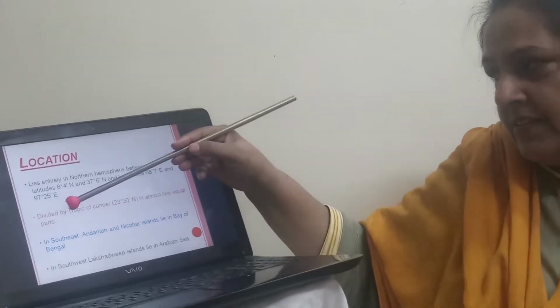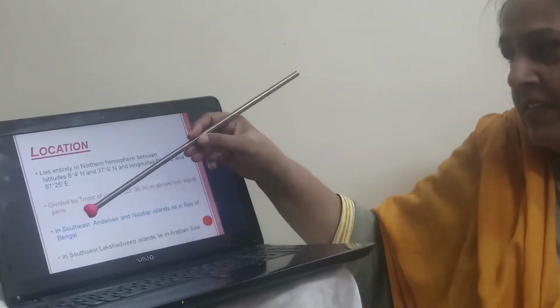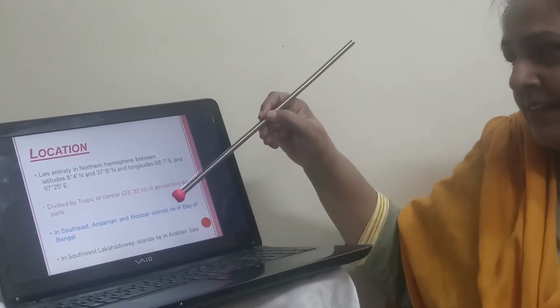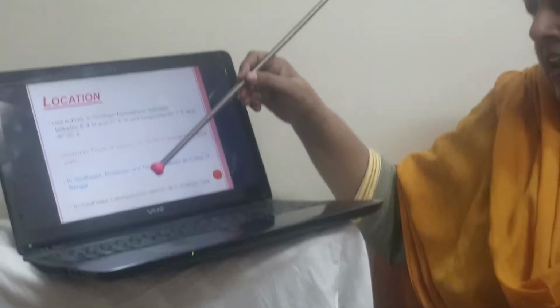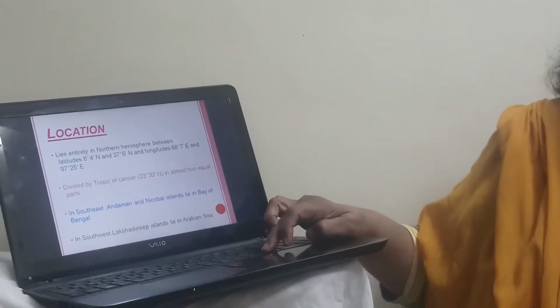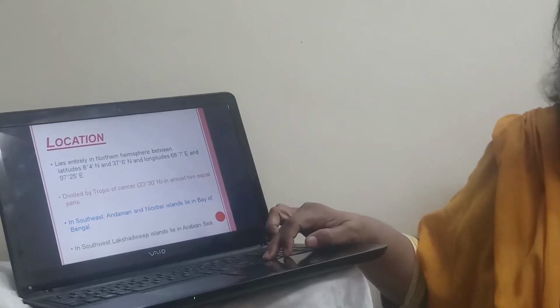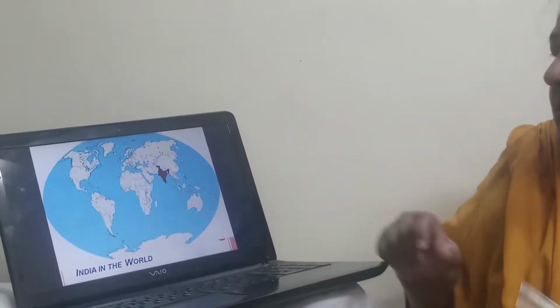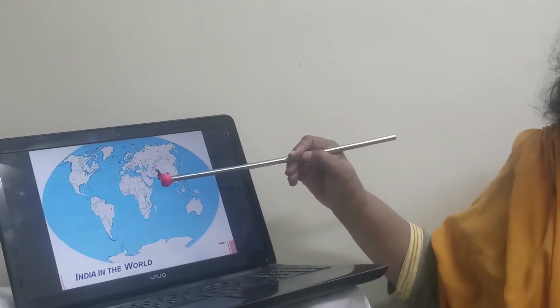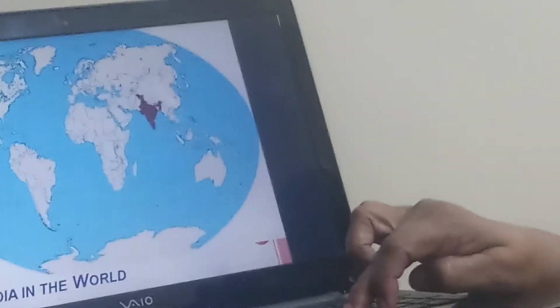2 equal parts. In the southeast, Andaman and Nicobar Islands lie in the Bay of Bengal. In the southwest, Lakshadweep Islands lie in the Arabian Sea. Both these sets of islands are a part of the Indian subcontinent. India in the world. Can you see? India. It is quite a large country and very obvious on the world map.